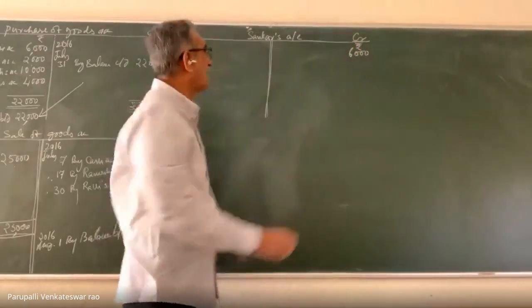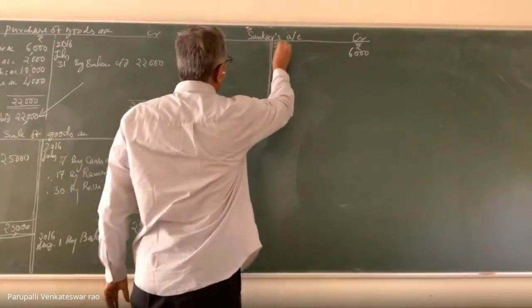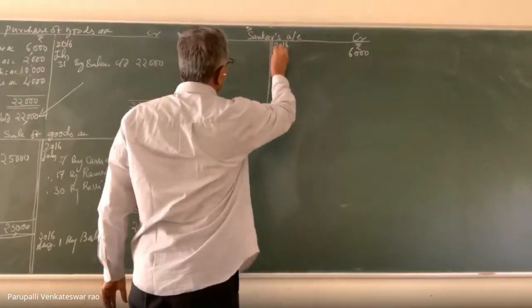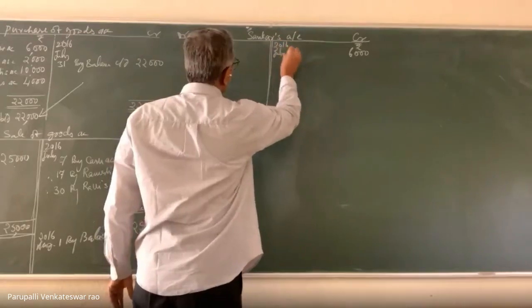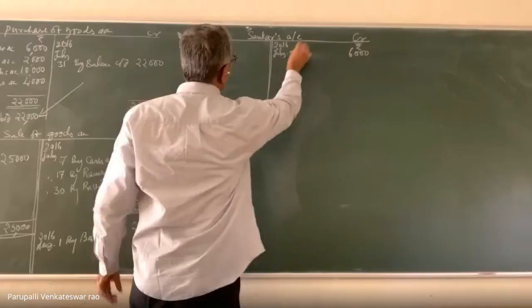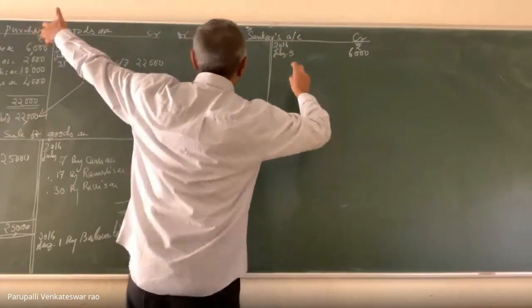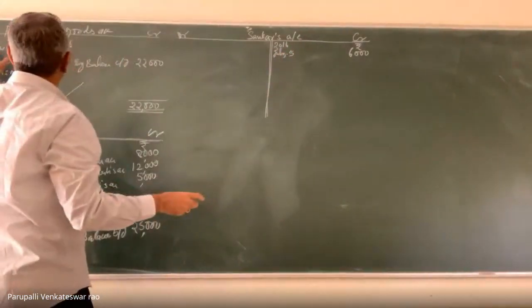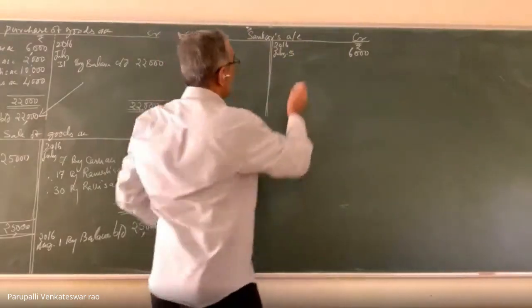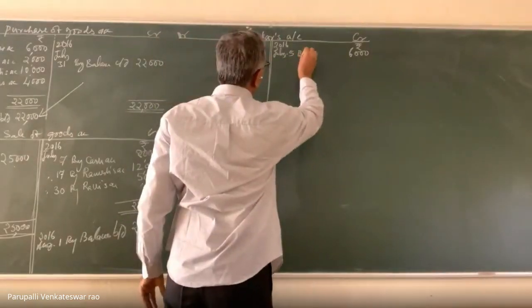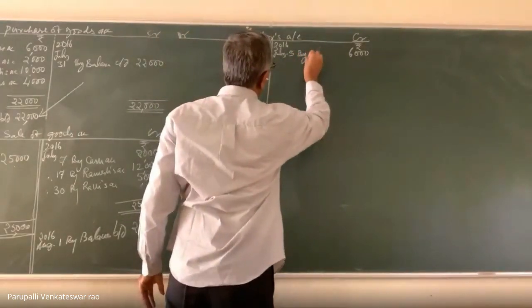On what date did it happen? It happened on 2016 July 5th or 6th? 5th, sir. It is also available in the purchases account. In the purchases account, Shankar's account is recorded. In Shankar's account, purchases are recorded. Vice versa, by purchases.